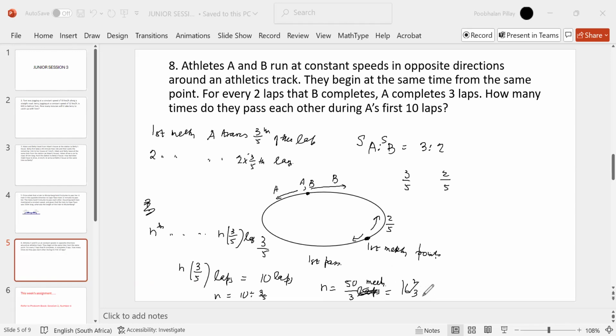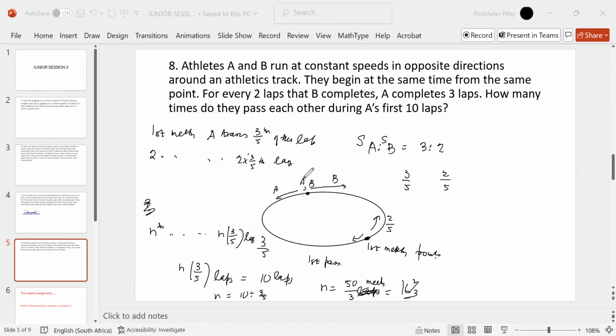But there can't be 16 2/3 meetings. They would have met 16 times, and then they would have proceeded, and A and B are not together after that. But the number of times they would have crossed each other would be 16 times. Right? So how many times do they pass each other after 10 laps? It'll be 16 times.